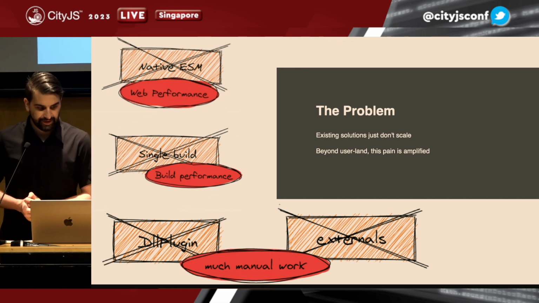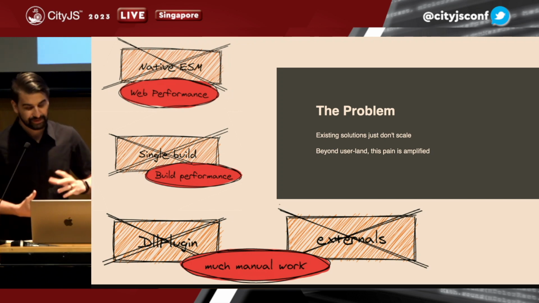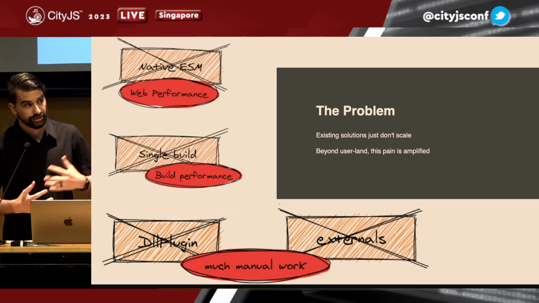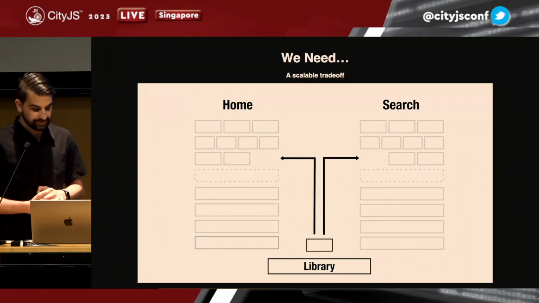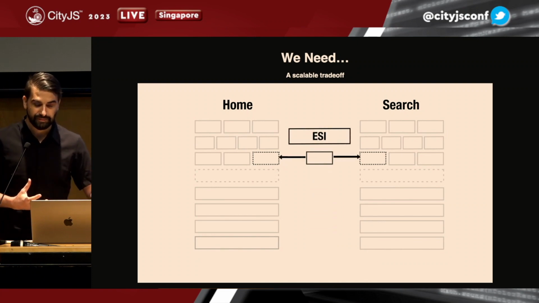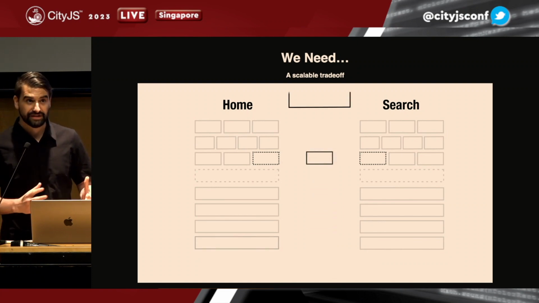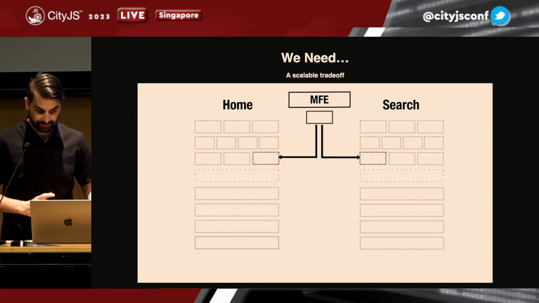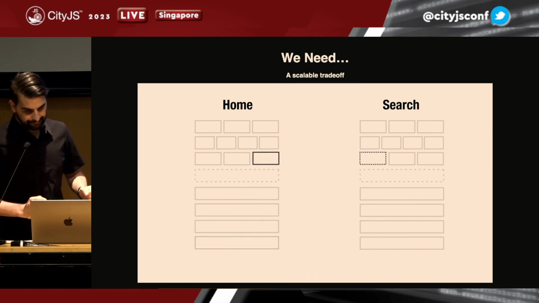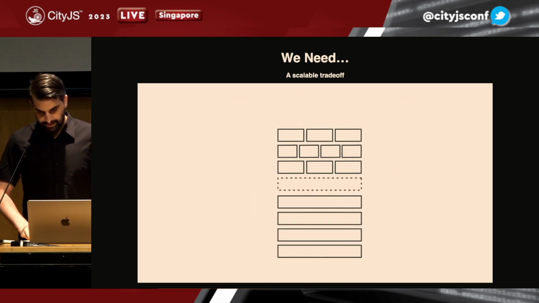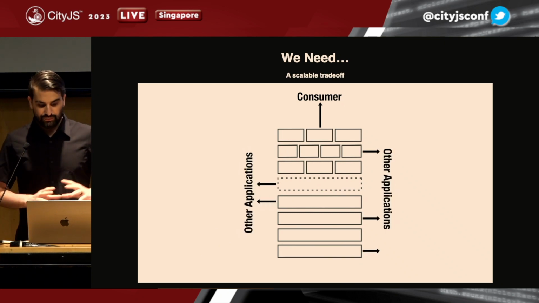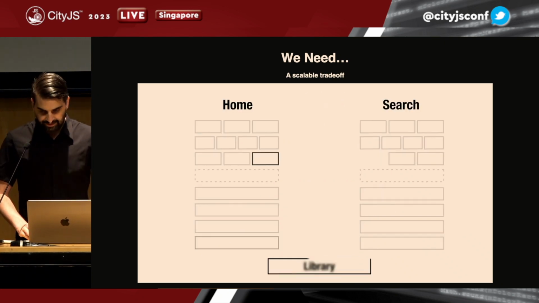Native ESM is probably the closest thing to it, especially with import maps. It's come quite a long way, but it does have quite a lot of network requests, and we do lose some chunking capabilities, especially when we want to try to share modules. So what we kind of need is a scalable trade-off that gives us as much of a compromise as we can without really impacting anything too specific. So that's really where Module Federation kind of comes into the picture. And that's pretty much what it kind of looks like. I think we've gotten the general idea of it.